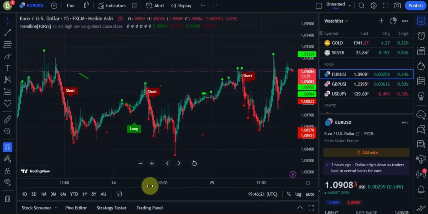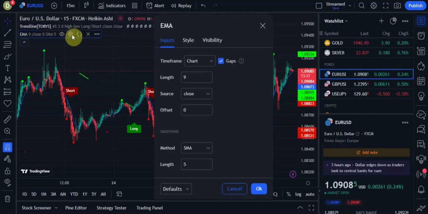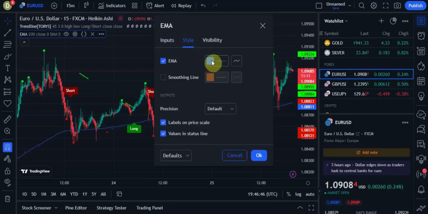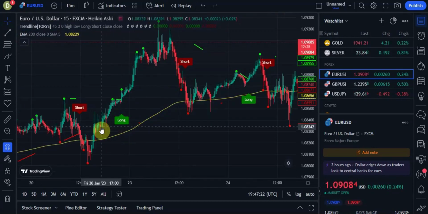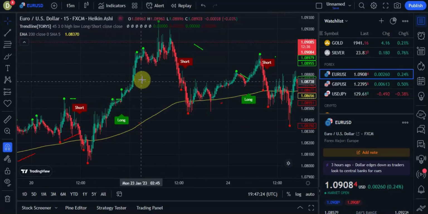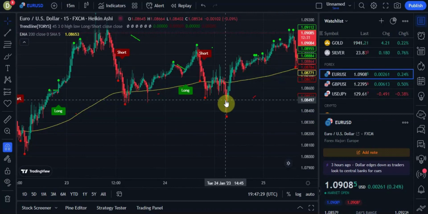Okay, and for our second indicator we'll add the exponential moving average, so let's type in EMA. Then we'll go to settings, inputs, and change the length to 200. And then we'll go to style and change the color to yellow. Whenever the market is above the EMA line, that signifies the uptrend where we can take our long positions. And whenever the market is below the EMA line, that means we're in a downtrend and we can take short positions at that time, okay?